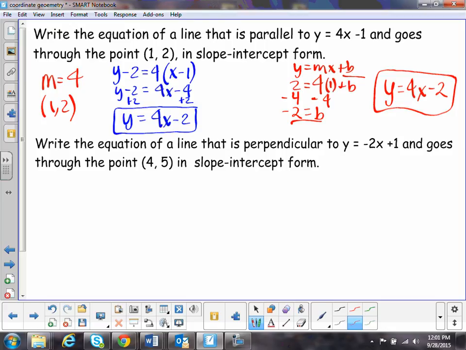Write the equation of a line that is perpendicular to y equals negative 2x plus 1 and goes through the point (4, 5). Goes through the point (4, 5).